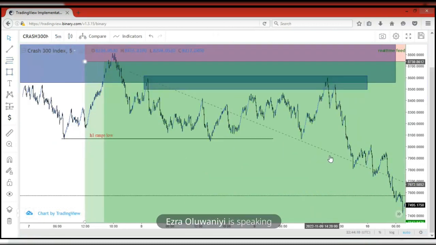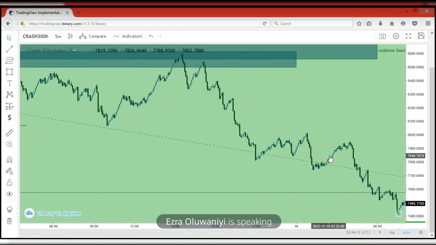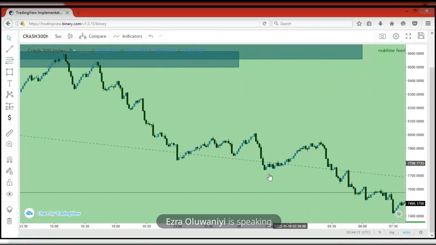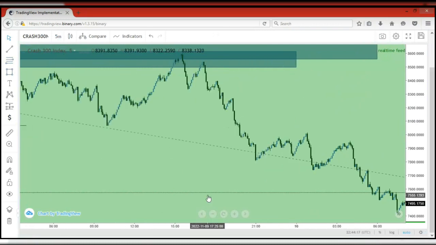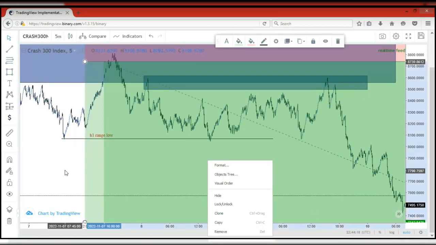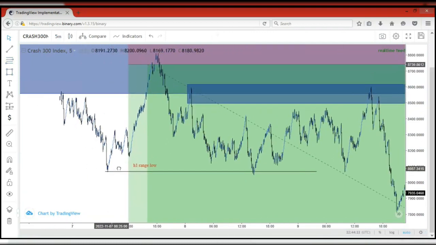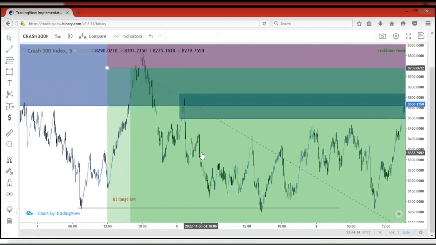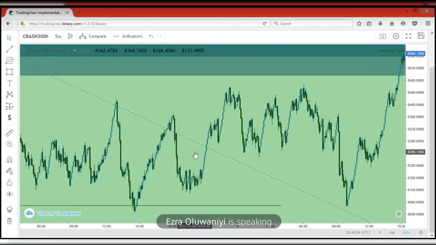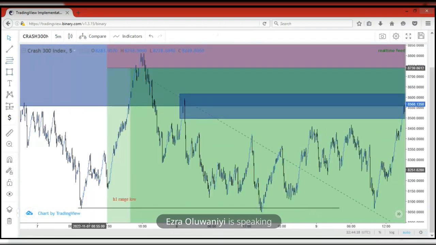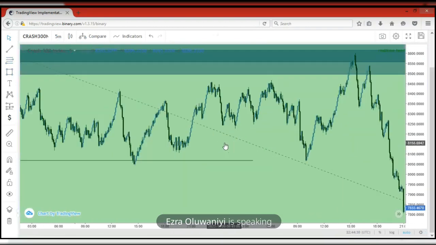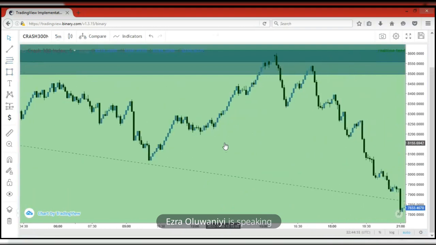All right, I hope you can see this. Very important. I want us to be able to see it very well. Okay, so price broke structure here.